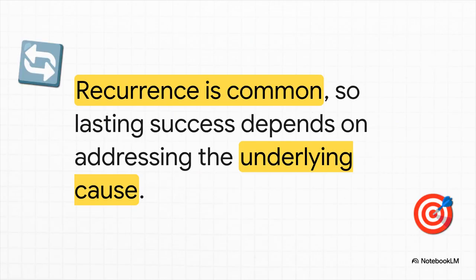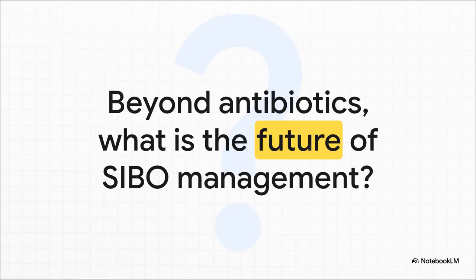And finally, and this is probably the single most important point for long-term success, you have to treat the underlying cause. SIBO is almost always the consequence of something else. If you don't address that root problem, you'll just be spinning your wheels. And that's what I really want to leave you with. We know recurrence is a huge problem, and we can't just keep throwing antibiotics at patients forever.